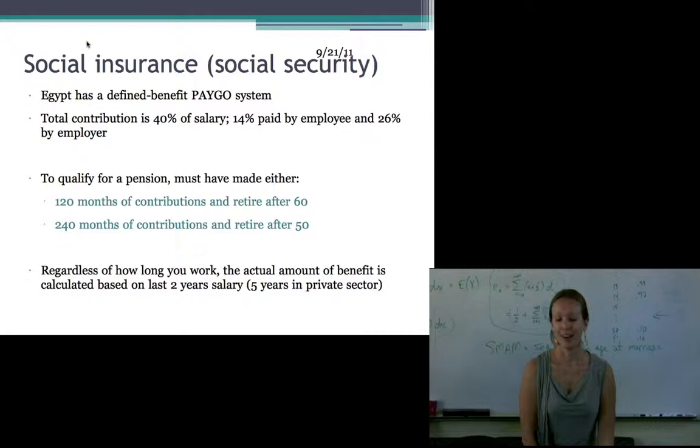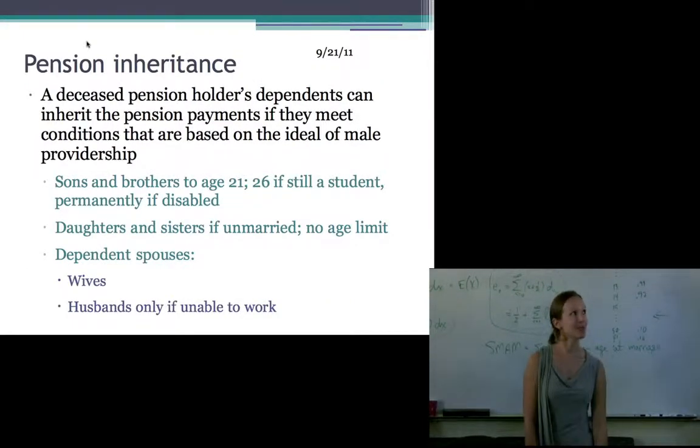Another interesting thing about the way pensions work in Egypt is that they're inheritable, which is also the case here. If you're a dependent under 18 and one of your parents is supporting you and they pass away, you can inherit their Social Security benefits. But in Egypt, inheritance is based basically on the ideal of male providership. So if you have a dependent son or a brother, he can inherit if you pass away while you have a pension or the right to a pension. He can inherit until he's 21, or 26 if he's a student, or permanently if he's disabled. Your daughters and your sisters can inherit your pension forever as long as they're not married. This includes if they get married and then get divorced.